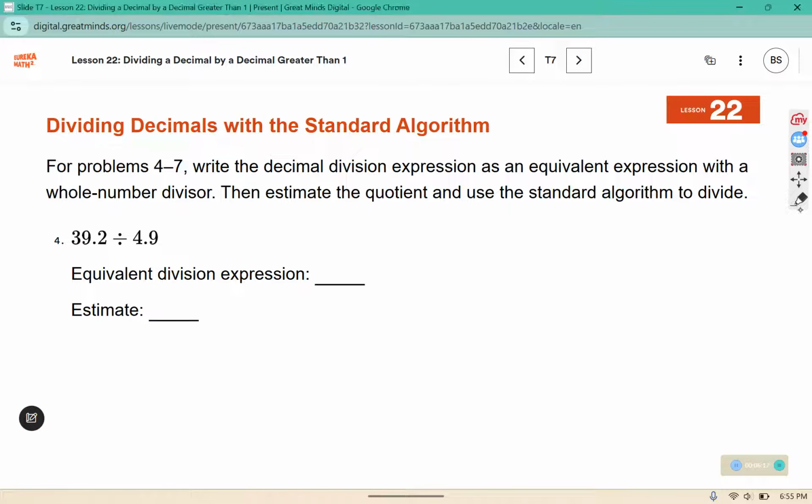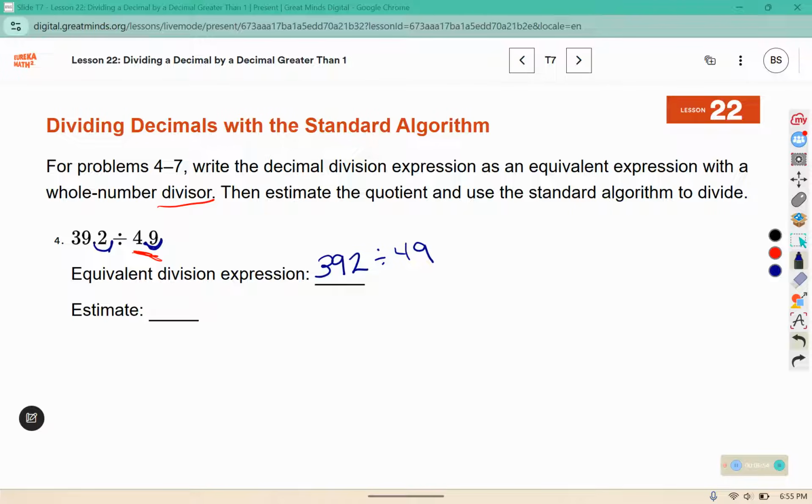For problems 4 through 7, write the decimal division expression as an equivalent expression with a whole number divisor. That's this piece. We don't necessarily need a whole number for the dividend. Then estimate the quotient and use the standard algorithm to divide. So this is 3 parts. First, we change it so this is a whole number. We move to the right 1 spot. We have to do the exact same thing with the dividend. So our expression is 392 divided by 49.